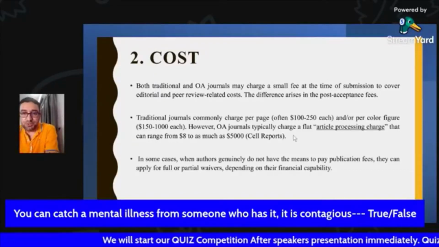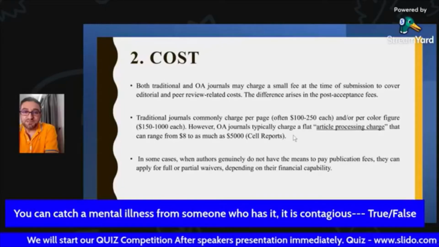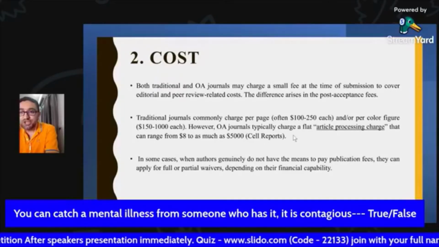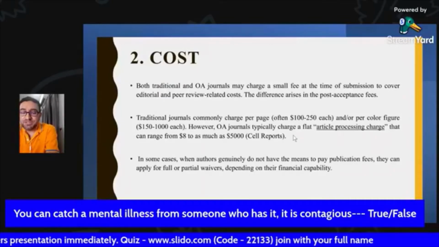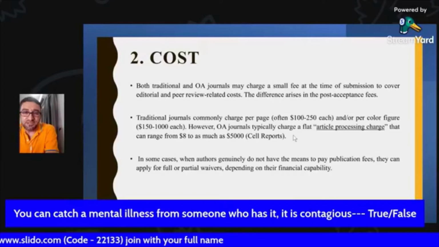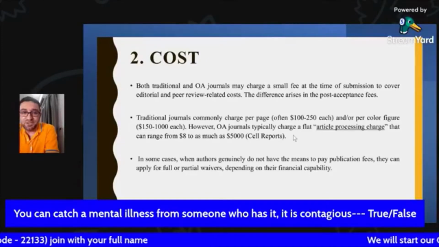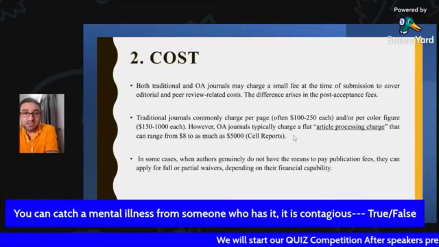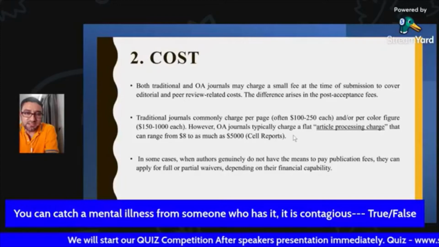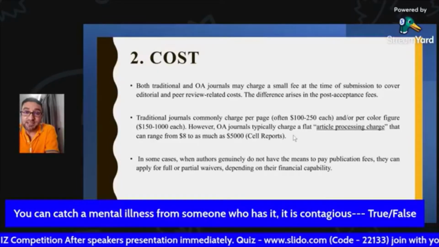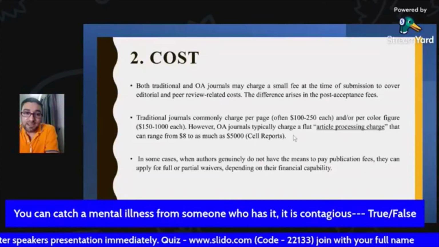Point 2, traditional journals, which we normally call closed access journals, commonly charge per page. For example, the prices often range from 100 to 250 USD for each page. Some of them might charge around $50 or $60 or $20. It depends on the journal and it depends on the high impact factor of that journal.